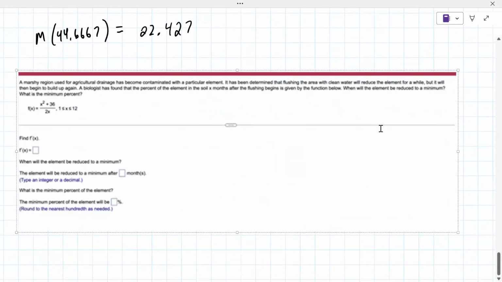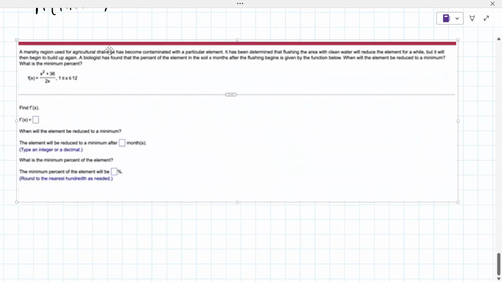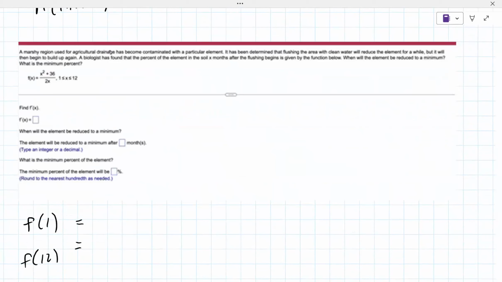Right. New question here, something about a marsh, whatever. Again, it's kind of the same thing. You have to check the two endpoints. So we'll do that, and then we'll take a derivative. Let's get these evaluated first. So we have x squared, x squared is 36 divided by 2x. So that's 18.5. And then that's 7.5.